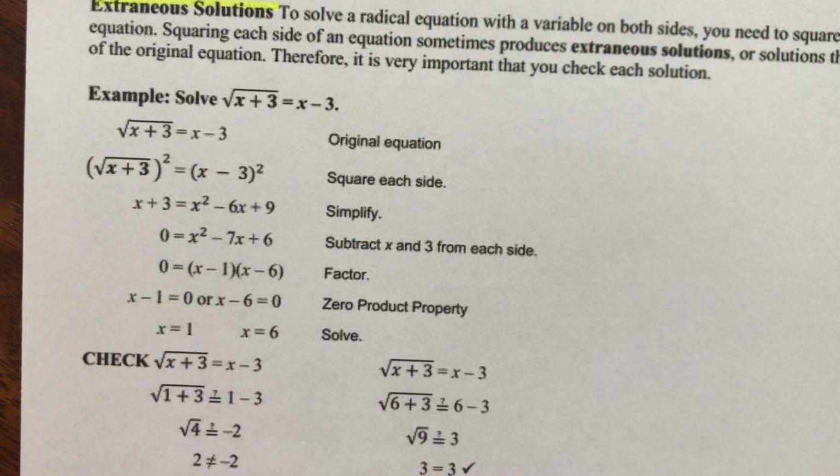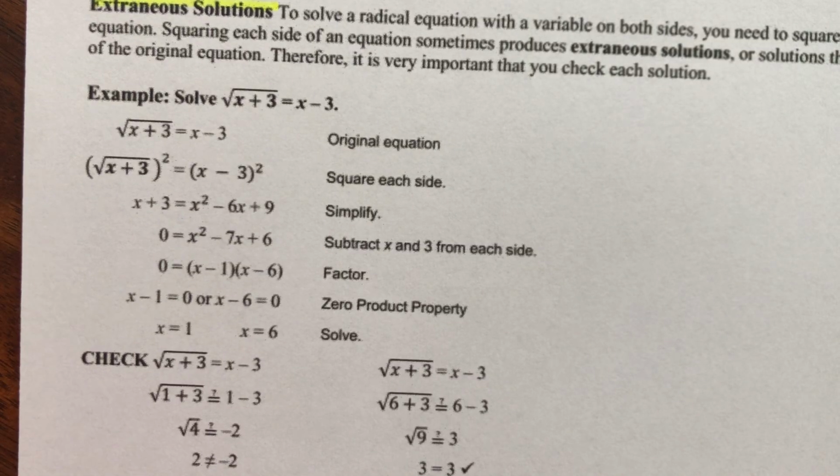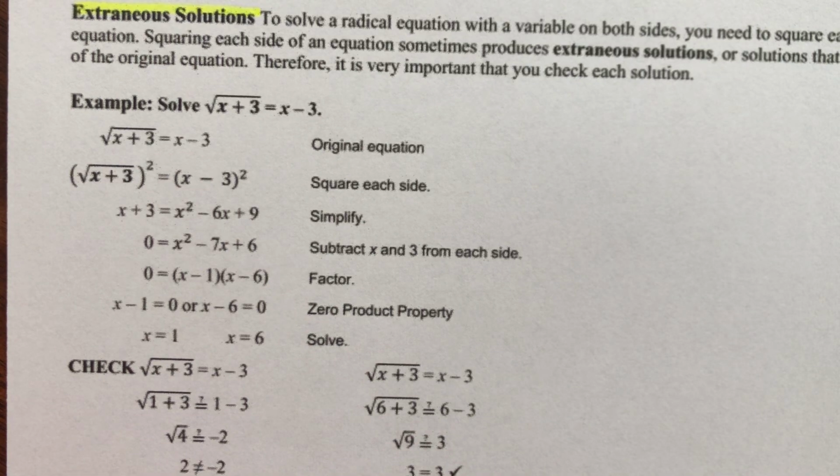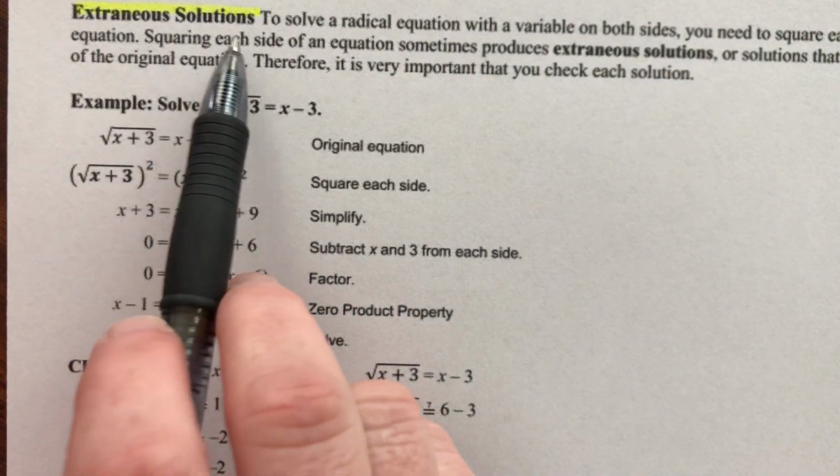Sometimes one or maybe two of those solutions don't work in the equation. They don't make the equation true. So in that case, yes, mathematically you found a solution, but it does not work. It's called an extraneous solution.